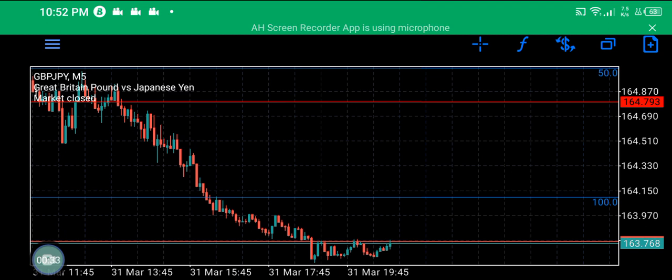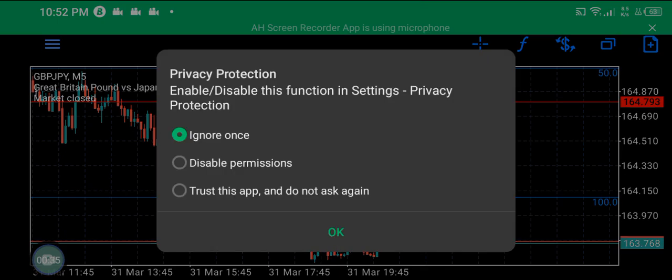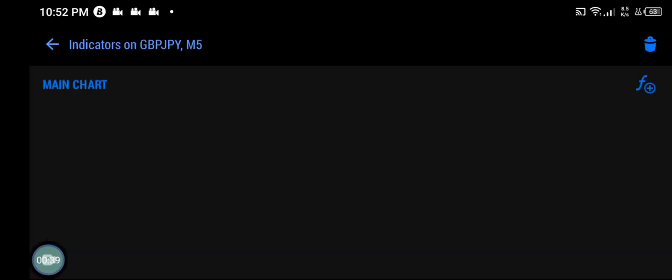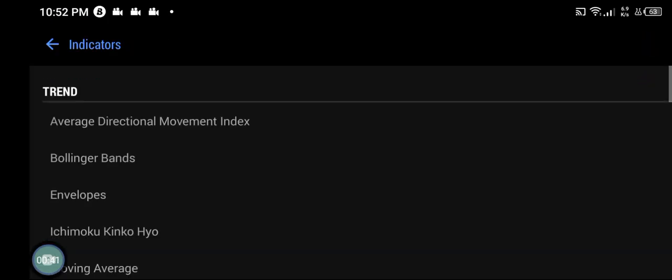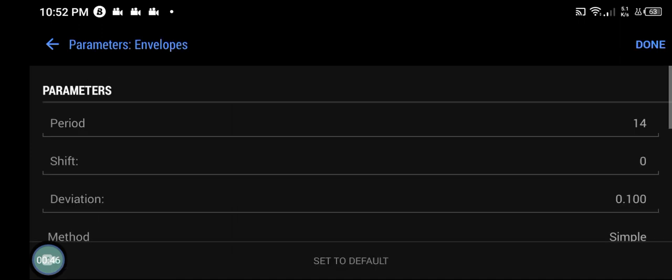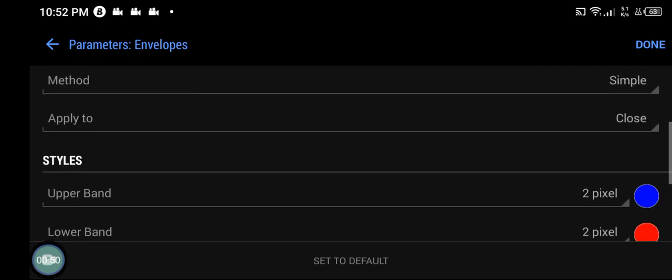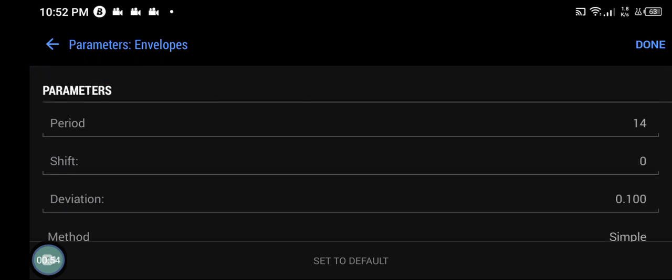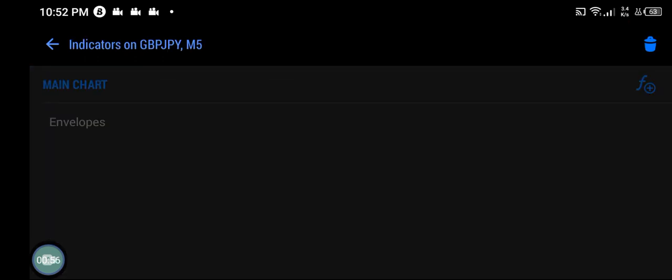So let's get in by inserting the envelope tool. Click on this F icon, click here, you look for envelopes. This is the envelope, click on it. One other thing I want you to know is everything is supposed to be on default. You don't need to change any of the settings. If you already did that, just click on set to default and click on done.